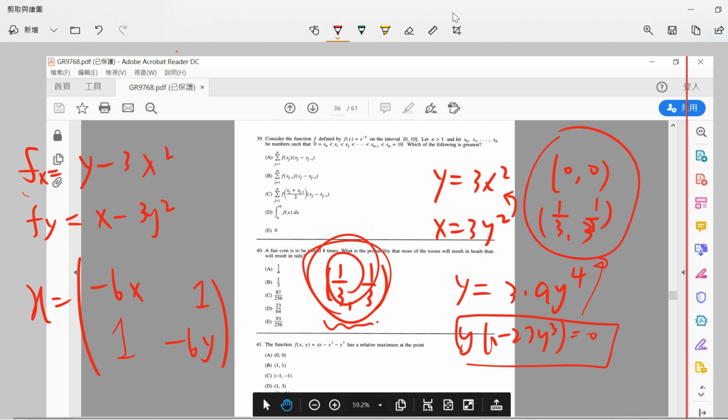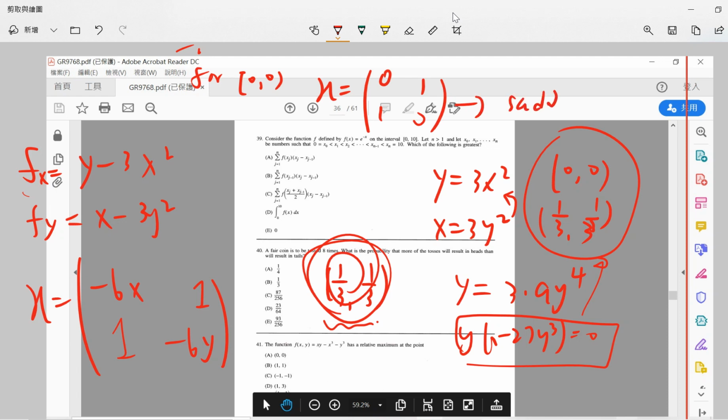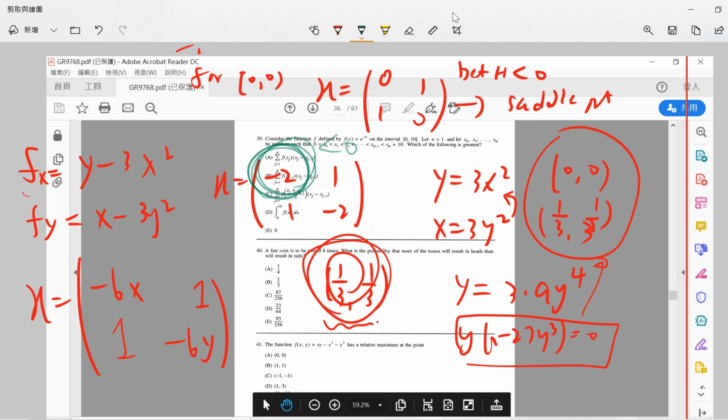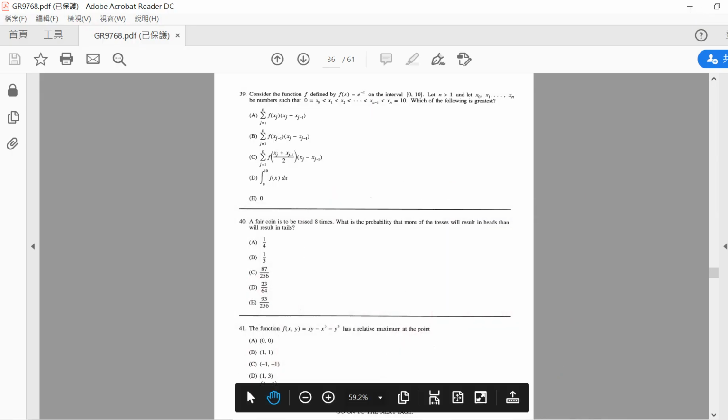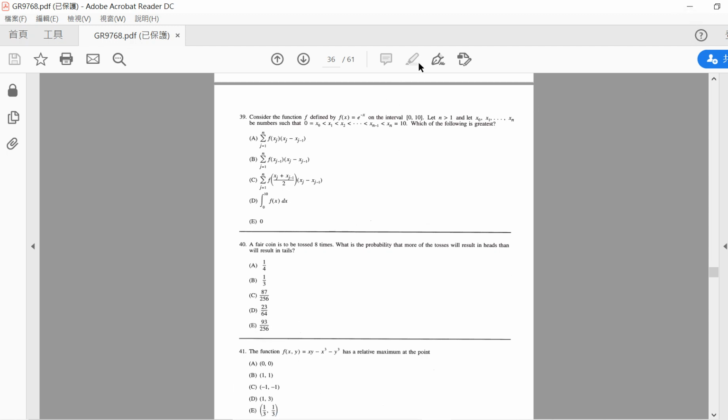Okay, so for (0, 0), your H is [0, 1; 1, 0]. So this is a saddle point because the determinant of H is less than 0. When you plug in (1/3, 1/3), you get H equals [-2, 1; 1, -2]. So the first entry is negative and the determinant is 3. So this is the relative maximum. So the answer is E.